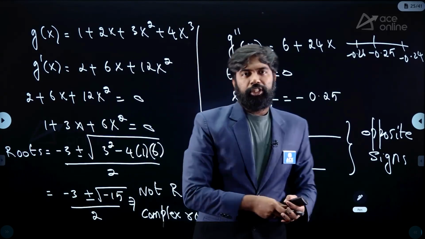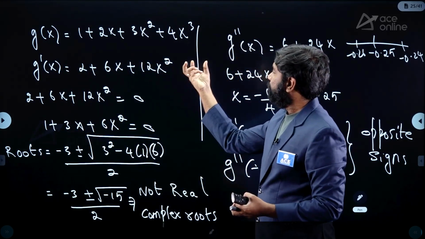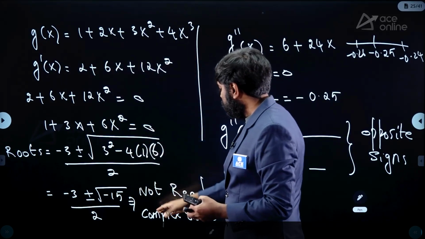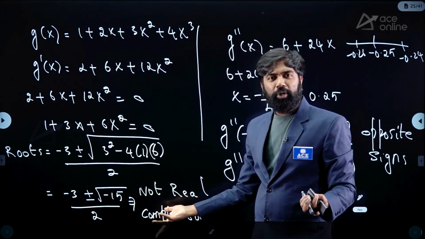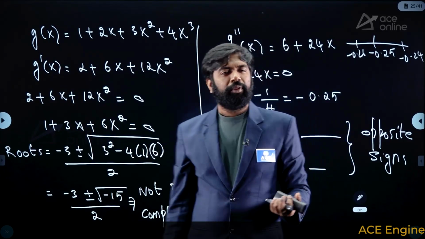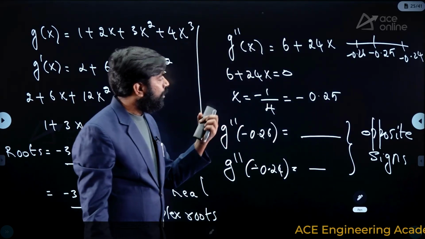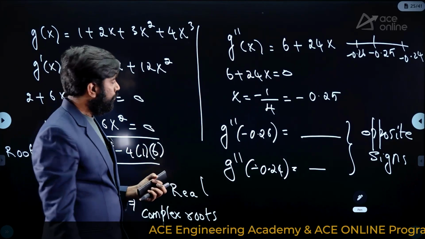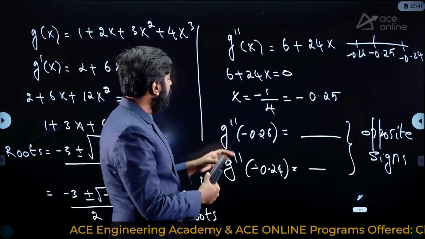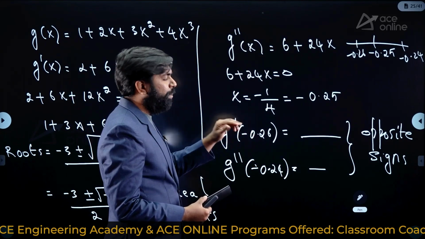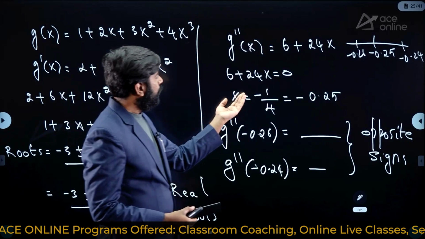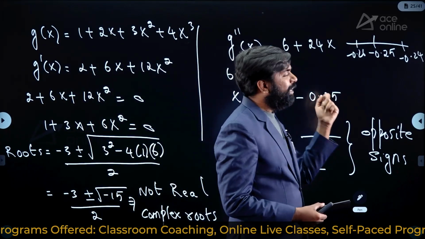Finally, what's the conclusion? Here, I've taken a simple polynomial, a third degree polynomial with similar coefficients. We found that there are no real stationary points. And then I checked for the inflection point. For that, I equated the second derivative to 0, and I have seen that at minus 0.25, the second derivative is changing the sign. Therefore, this is clearly an inflection point.